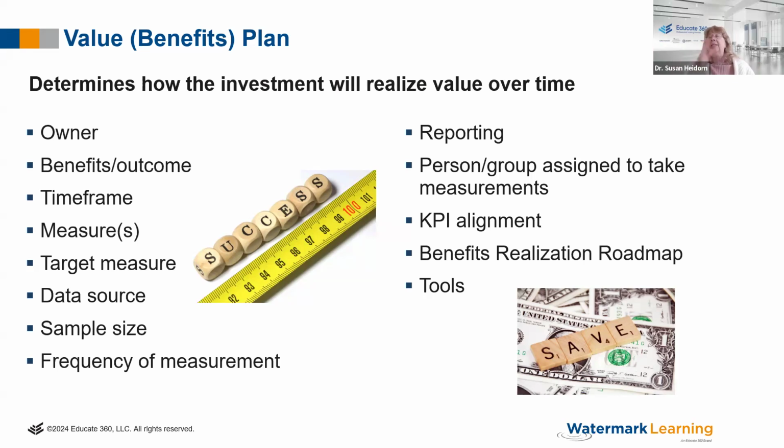Sometimes I even do a roadmap of when value should be achieved, because you're not going to get it on day one. Generally, some value you can get on day one, but most value you will not get on day one. So what is the time frame of measuring? Maybe there's 3 months, 6 months, 9 months. What is the measure?